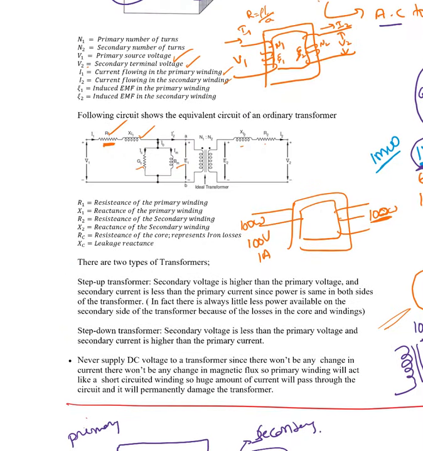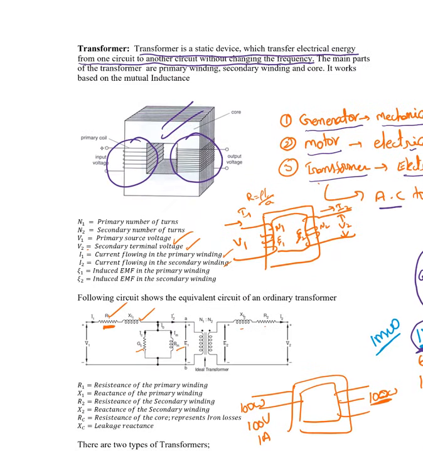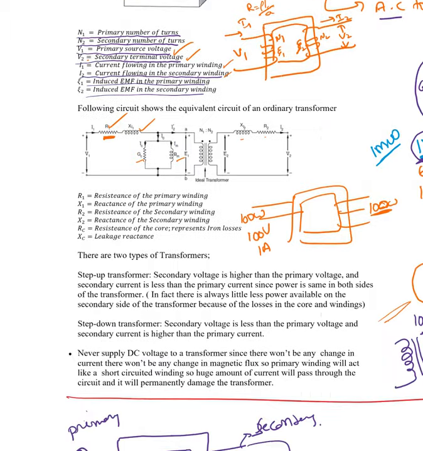Okay, now you can see it here, primary winding and secondary winding. Input is connected to the primary and output is connected to the secondary. N1, we call that the primary number of turns. N2 is the secondary number of turns. V1 is the primary supply voltage, V2 is the secondary terminal voltage. I1 is the current flowing through the primary winding, I2 is the current flowing in the secondary winding. E1 is the induced EMF in the primary, E2 is the induced EMF in the secondary.